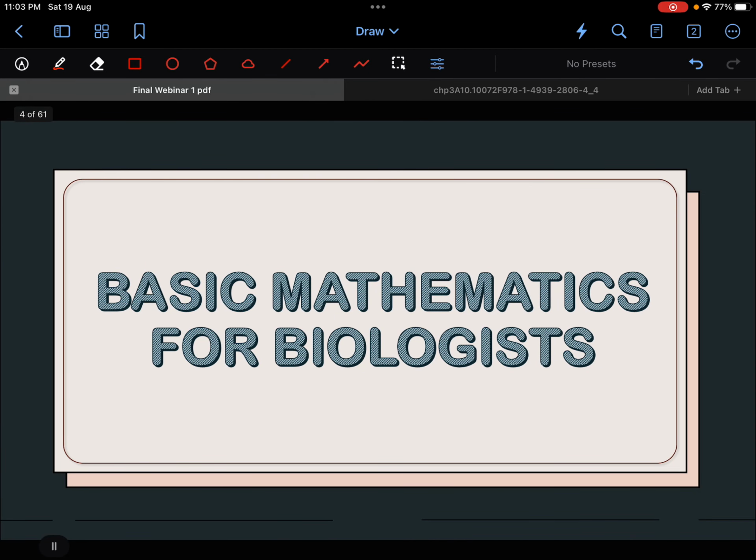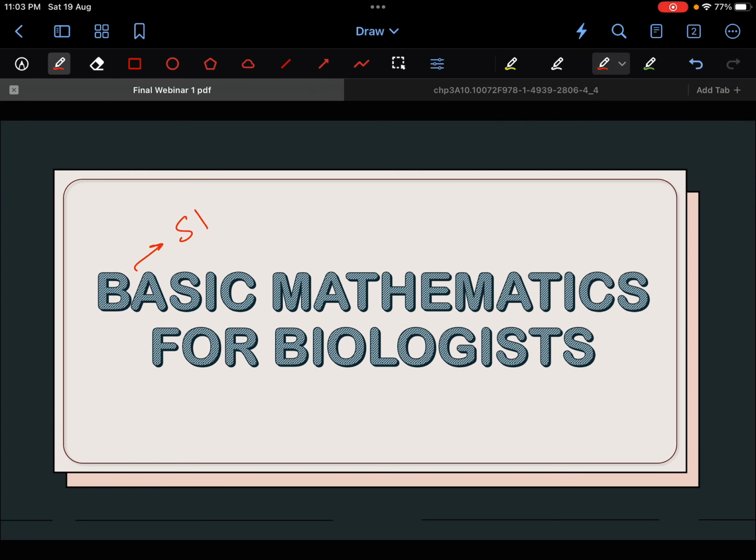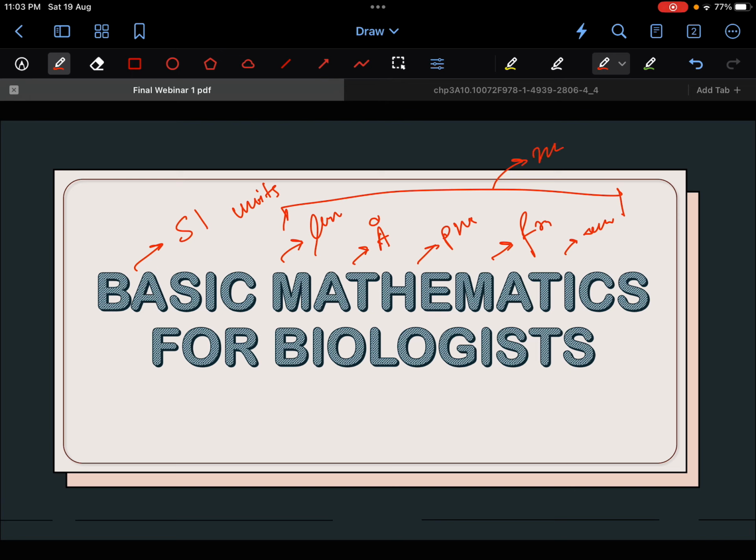so starting with basic mathematics for biologists. What we will cover under this is some basic SI units that we need to know. SI units, like often we hear about micrometer or angstrom or picometer. Even there are few units like femtometer and attometer. We don't always know the relationship of these units with meter. So in many numericals we are given that the size of a protein is this many angstrom, or a biomolecule is this many angstrom, and you have to solve some numerical, but we often get stuck in converting those units into meter or something. So we will look into that.